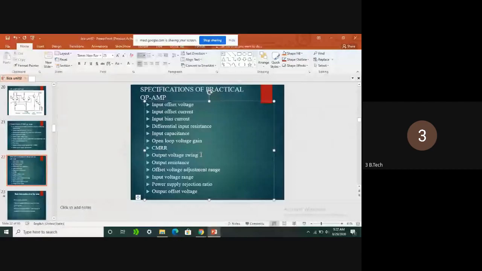Output resistance is also measured at the output terminals, and we can see it while problem solving. And input offset voltage adjustment range and input voltage ranges we have also discussed. So what is the input range for an op amp? At the end of yesterday's session we already clearly mentioned the range. Input voltage range for operational amplifier.